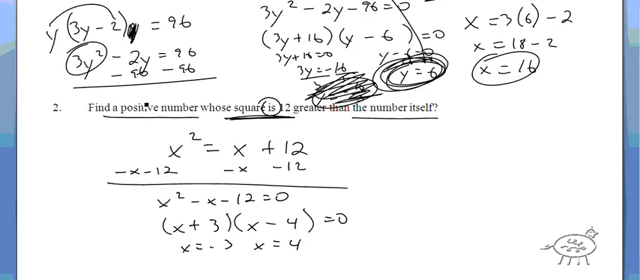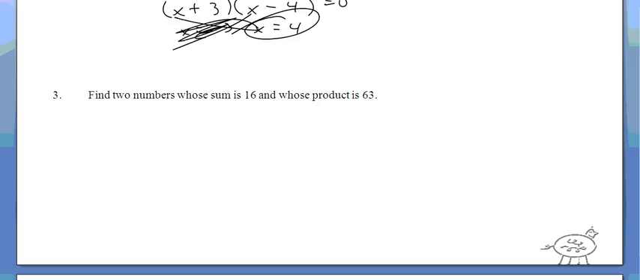If you look at the original problem, find a positive number. So that one's out of here. And you just have x equals 4. So that's it. Find a positive number. That's the answer. 4. Okay. Not too bad. Okay, let's take a look at number 3 now.